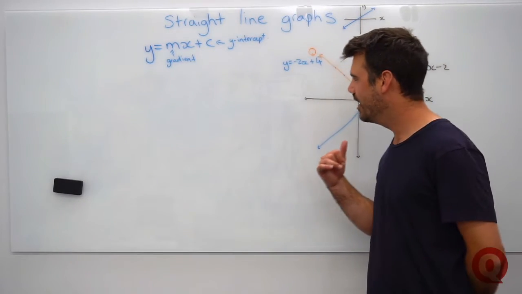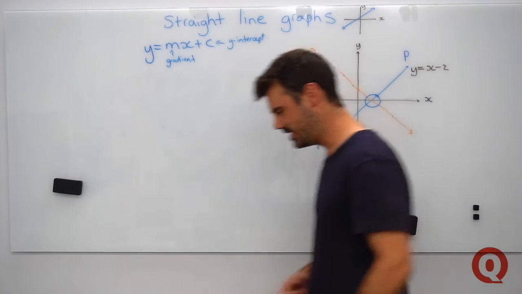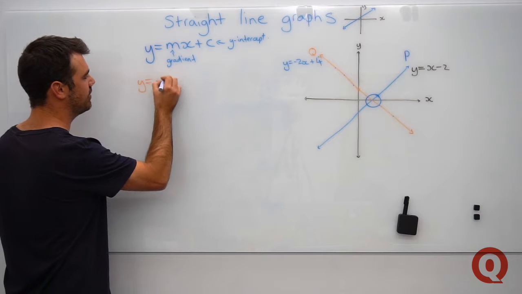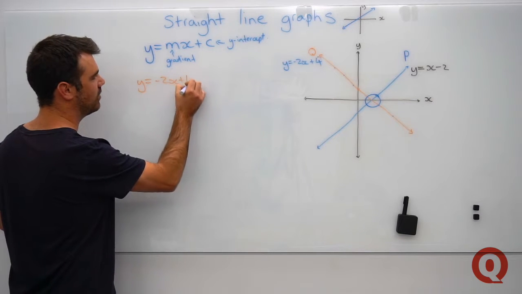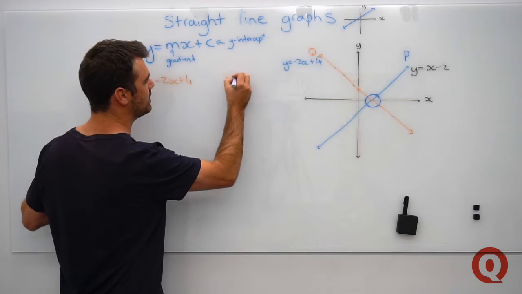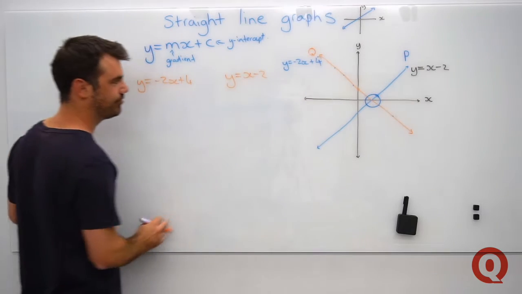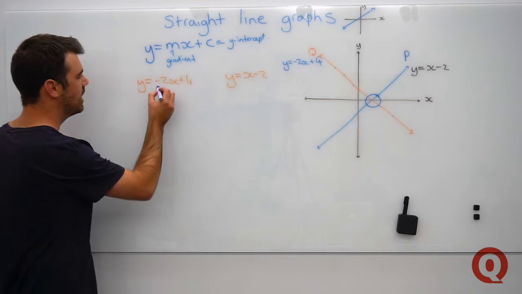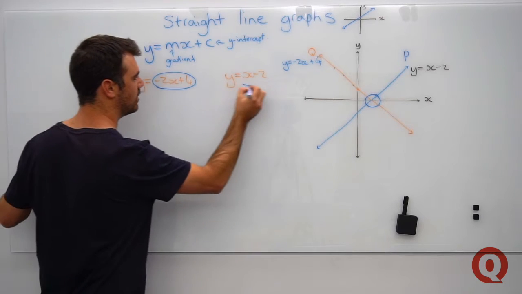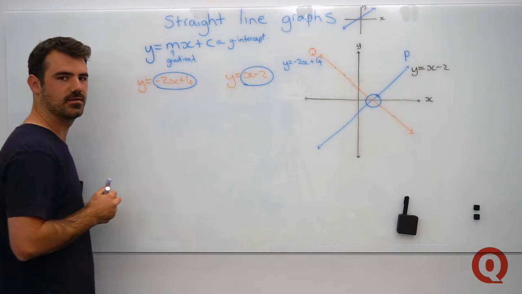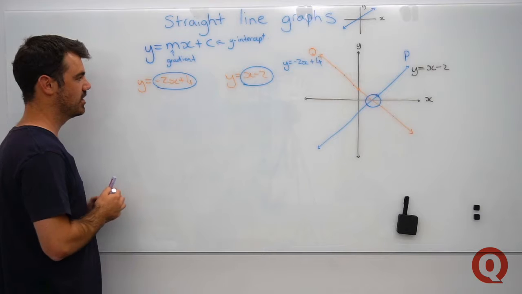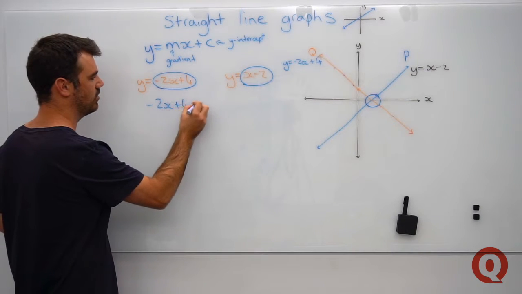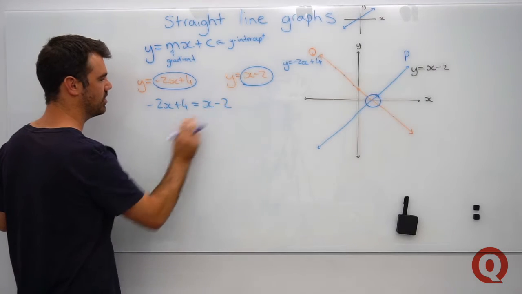So, where these meet, we write down our two equations. We have y is equal to negative 2x plus 4, and we have y is equal to x minus 2. Now, if I'm going to find where they meet, I need to make this equal to that, and that's where they'll meet. So, I write negative 2x plus 4 is equal to x minus 2.